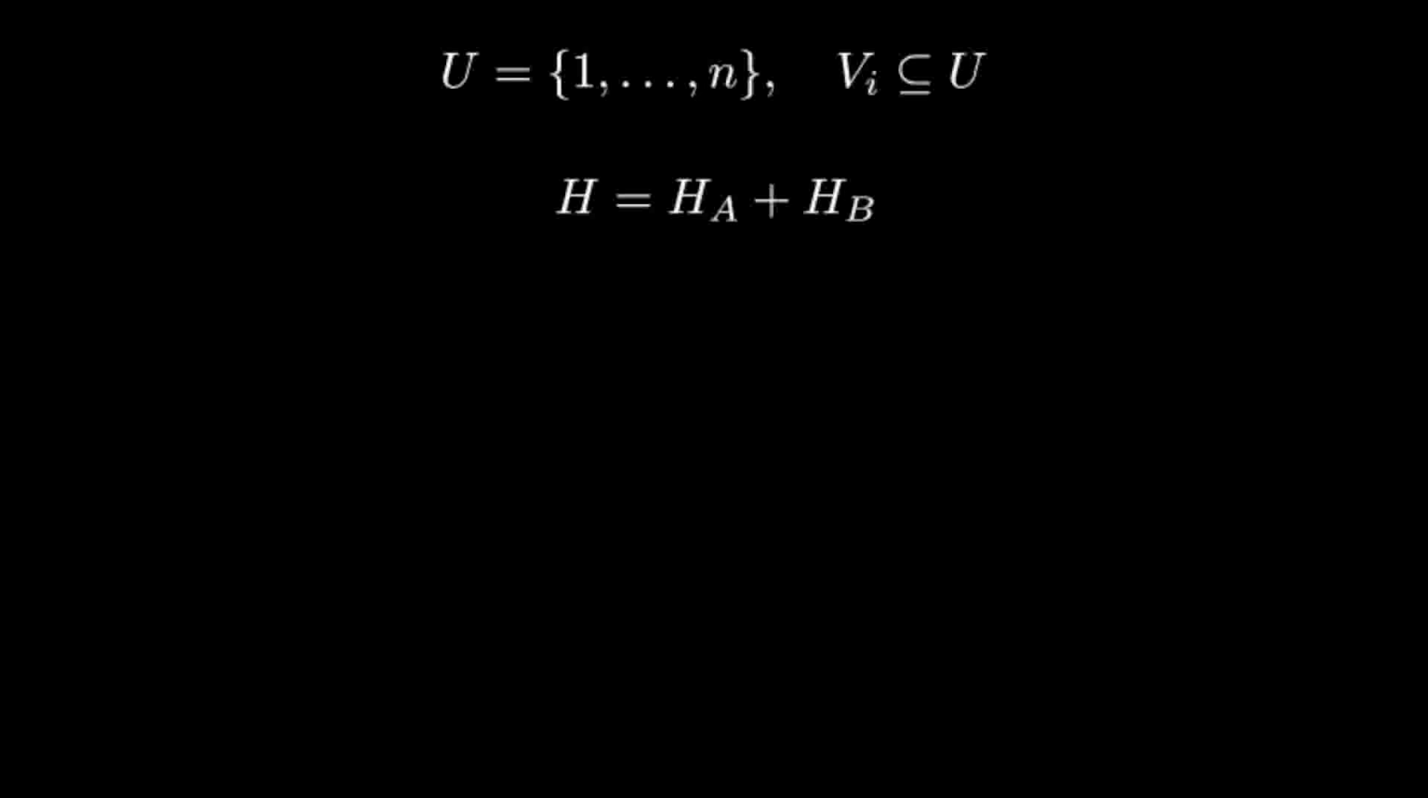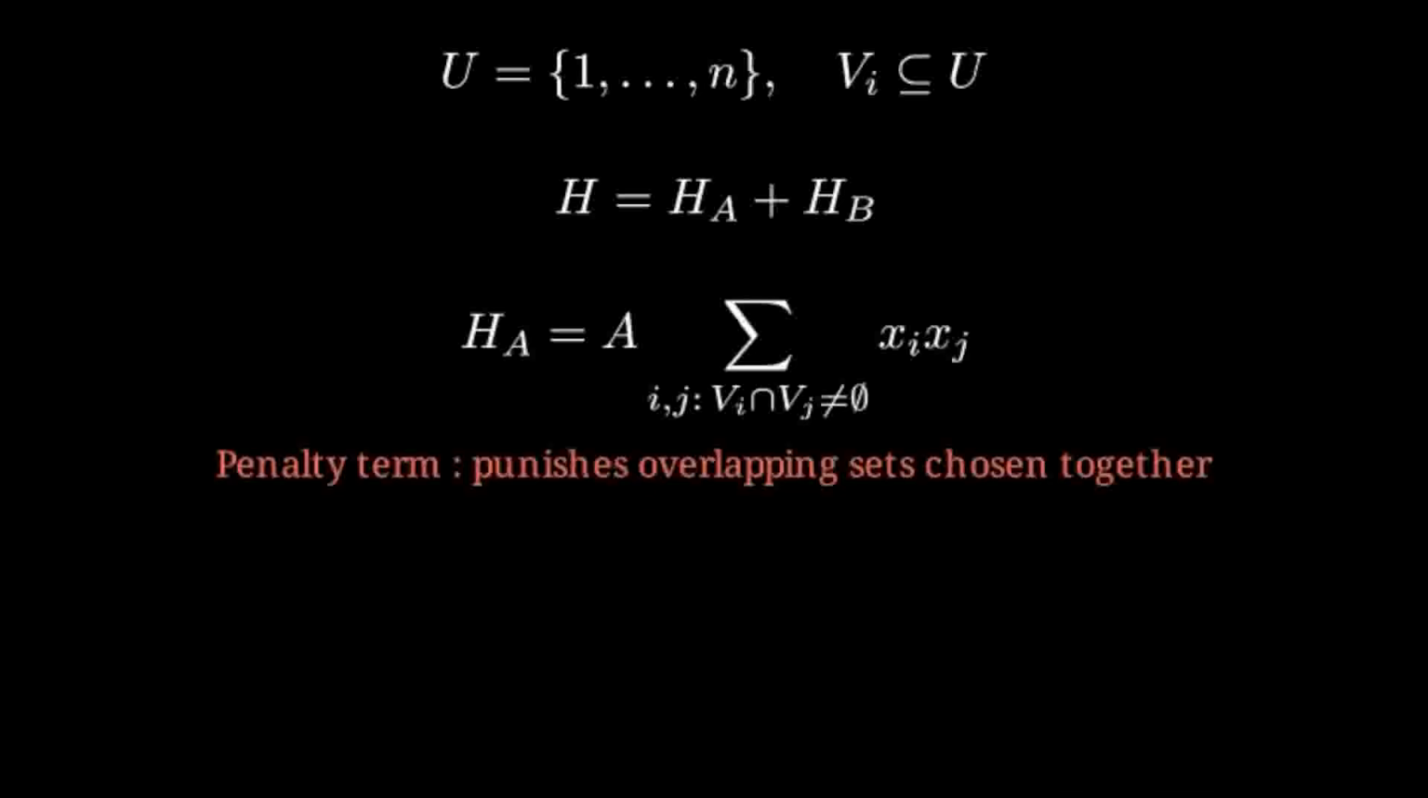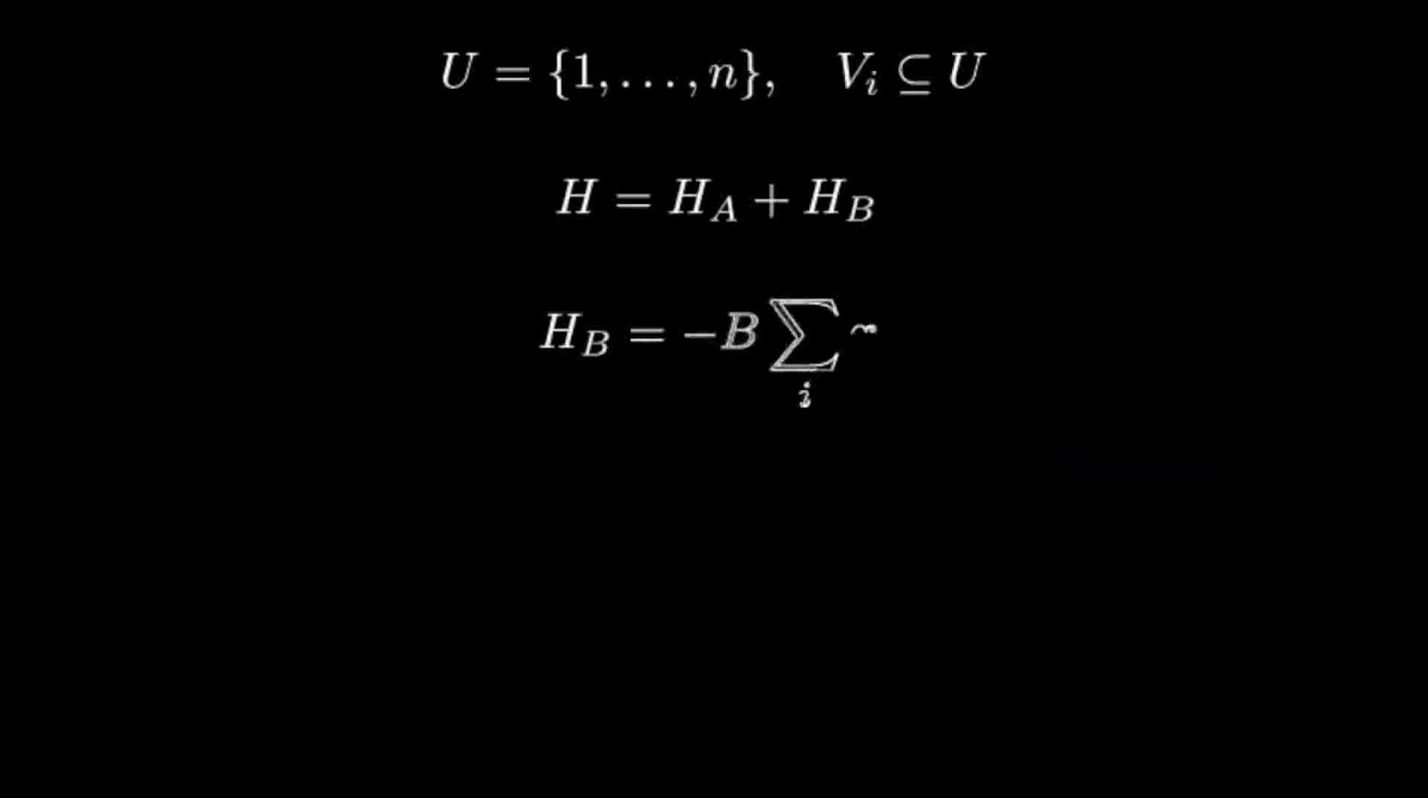Up first is the penalty term. We don't want Vi and Vj to have a common point. So every time Vi intersection Vj is not equal to phi, we apply a penalty of A.